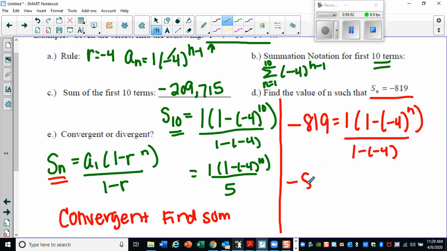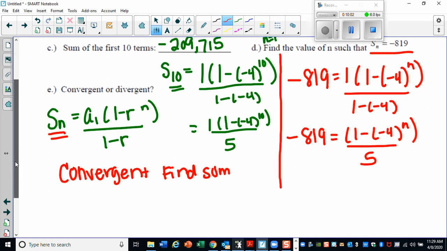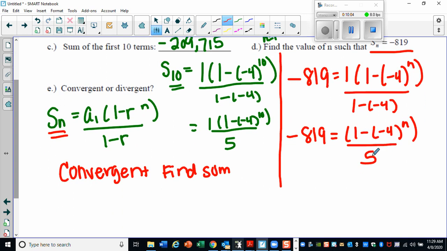All right, so first of all, we know we have -819. I'm going to take that 1 out of the front because it's not doing anything, okay? All divided by 5. Our goal is to get that n all by itself. Let's move everything around on the outside of it. So what we're going to do is multiply both sides by 5 to get rid of the fraction in my denominator, okay? And once I multiply both sides by 5, I end up getting negative 4,095. What do I have left in my numerator? 1 minus negative 4 to the nth.